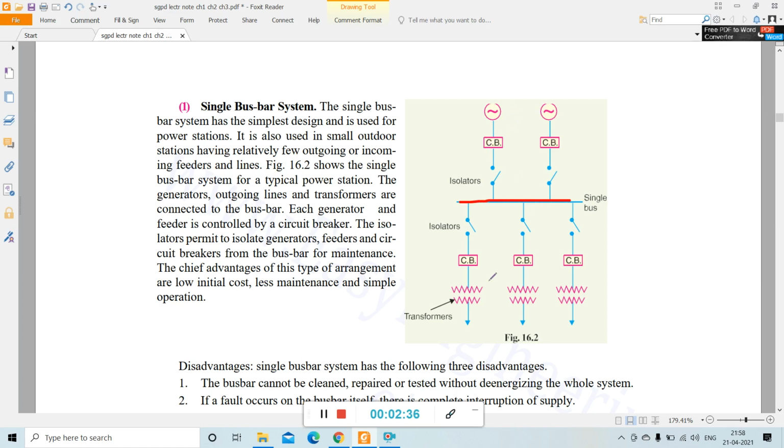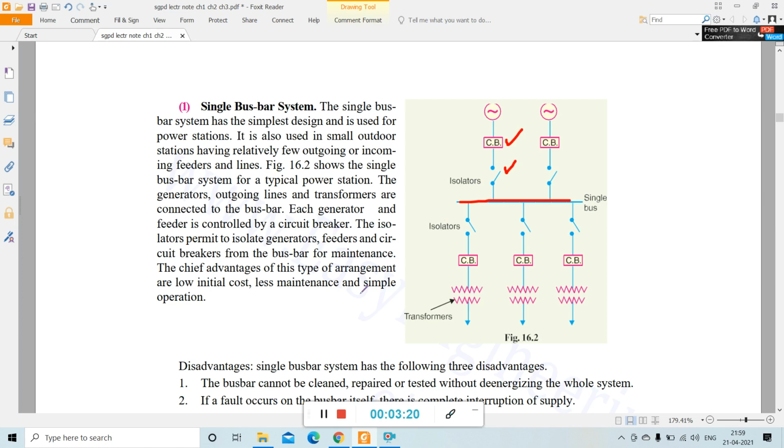So when these two generators and these three feeders have the same voltage level, they are connected at a common equipment. Clear? This is one type of power station. The generators, the outgoing lines and the transformers are connected to the bus bar. Each generator and feeder is controlled by a circuit breaker. This is the circuit breaker and this is the isolator. So what are the advantages of this type of arrangement?